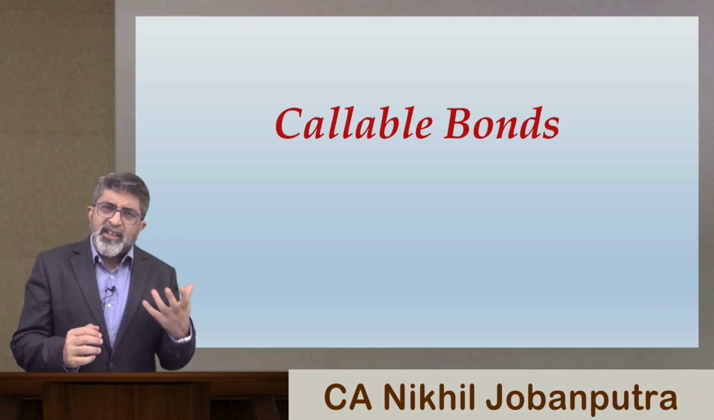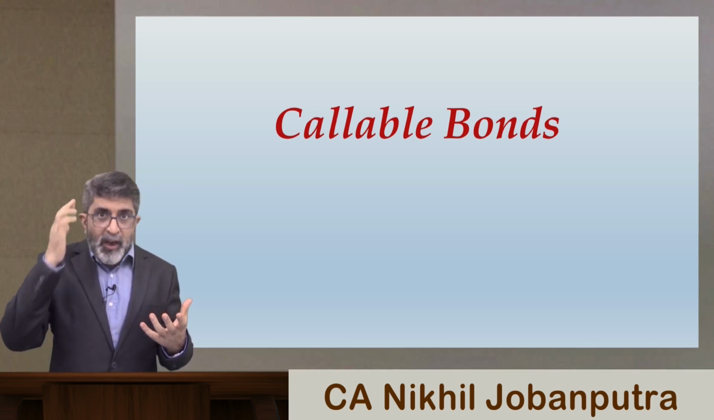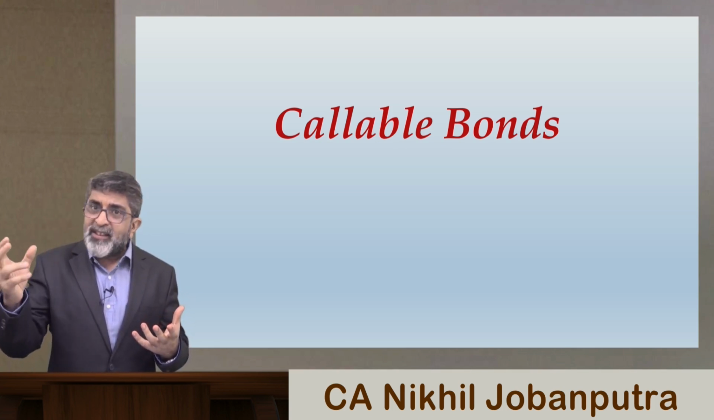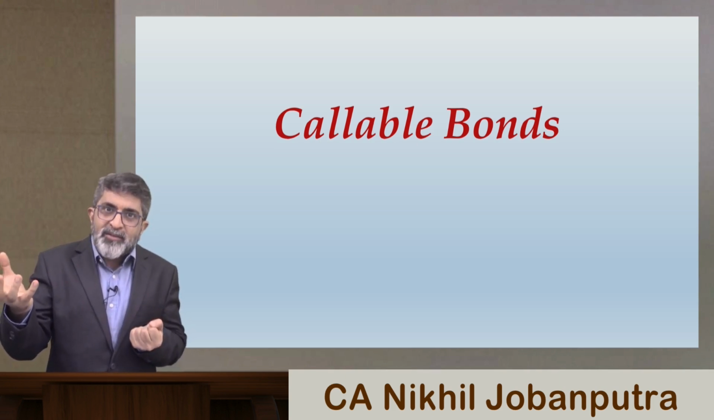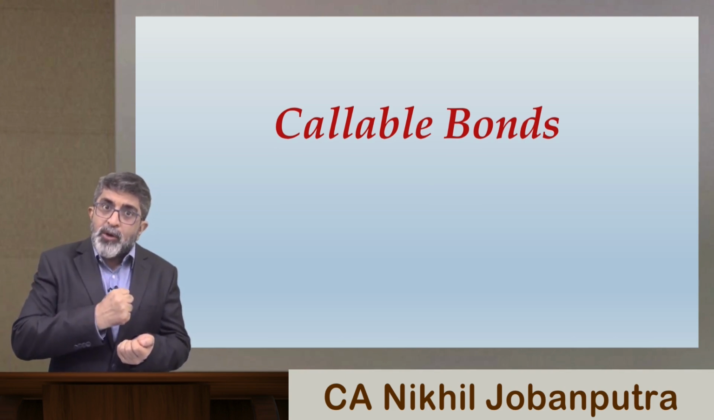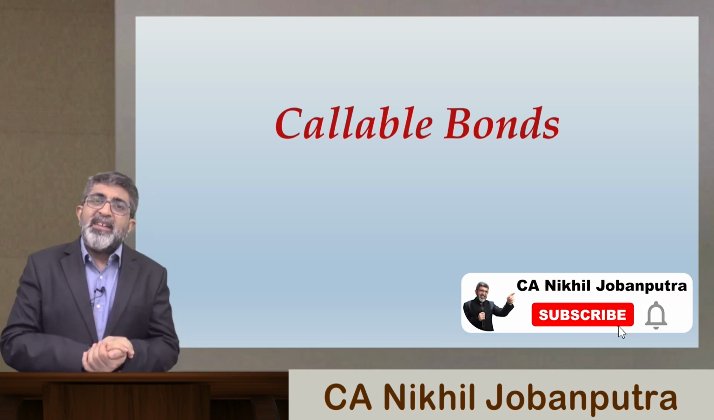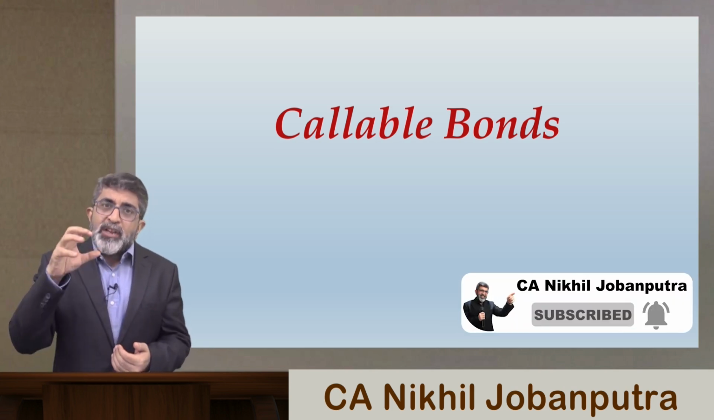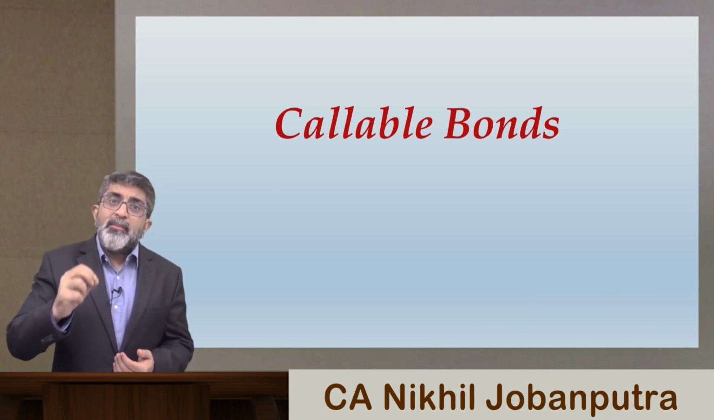You know one thing very well, that call means the right to buy. The investor is already holding the bond. So who has the right to buy from the investor? It is the issuer. So when the issuer has the right to buy the bond from the investor, or the holder of the bond, then it is basically exercising the call. That call is the right to buy the bond, and the bond becomes a callable bond.